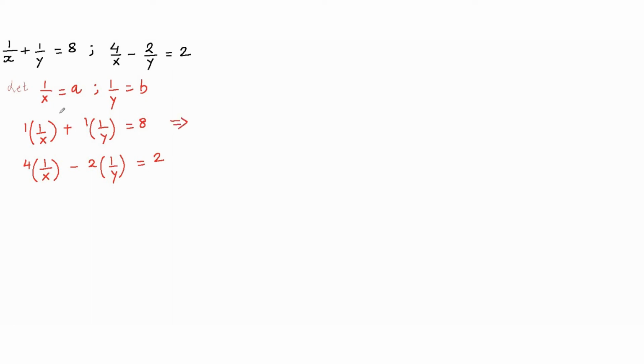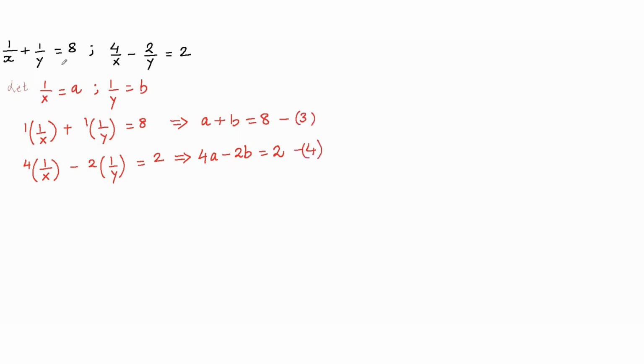Therefore, the first equation becomes, because I am substituting 1 by x as a, it becomes 1a, which is a, and 1 by y as b, so it becomes 1 into b, which is b. So a plus b is equal to 8, and the other equation becomes 4 into 1 by x. So 1 by x is a, so that is 4a minus 2b is equal to 2, right? So these are the two equations. Let me mark them as equations 3 and 4.